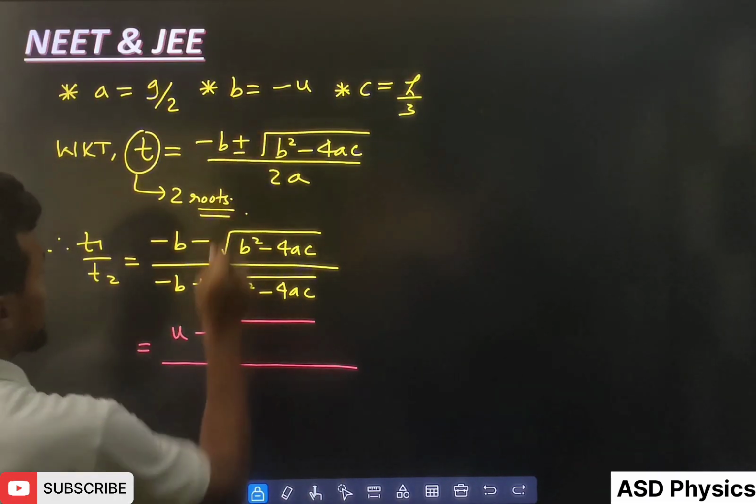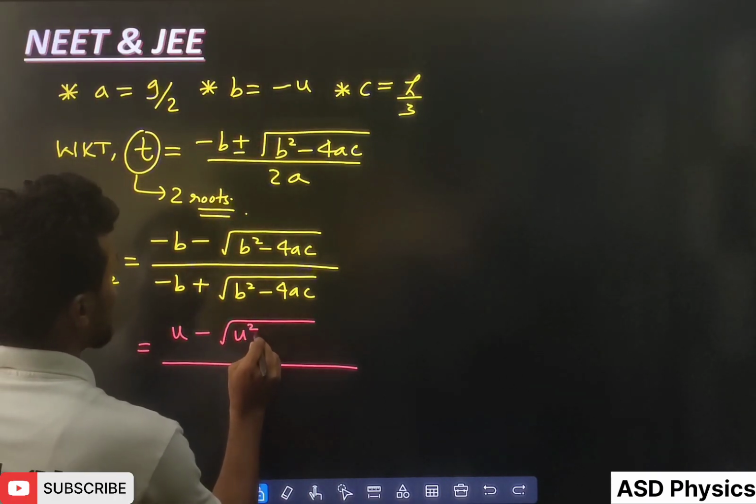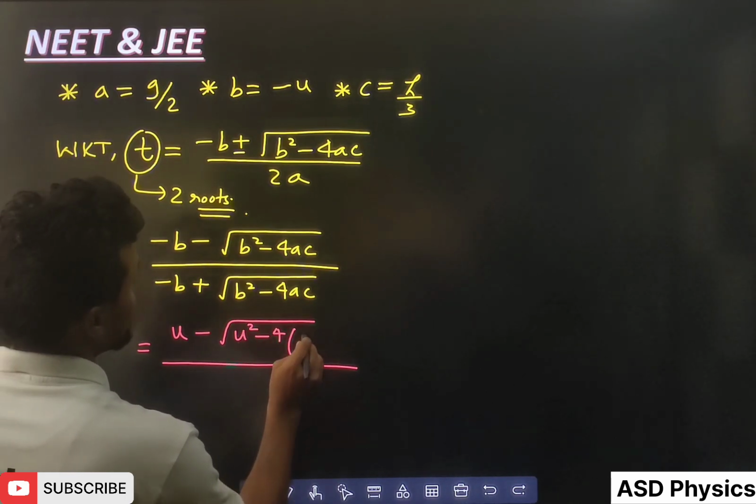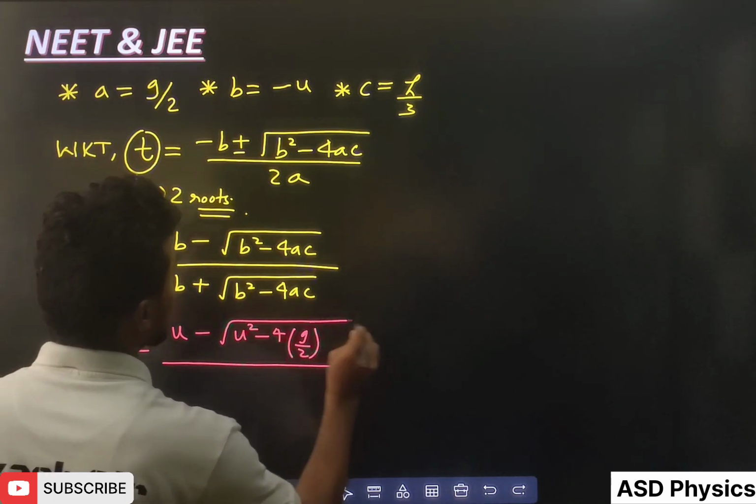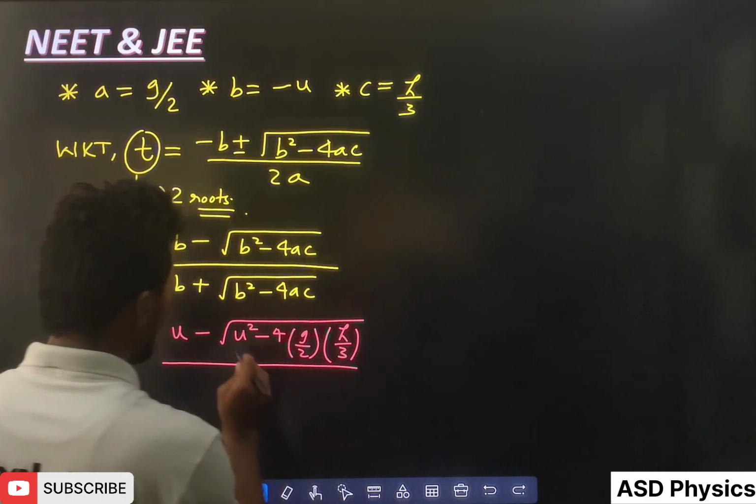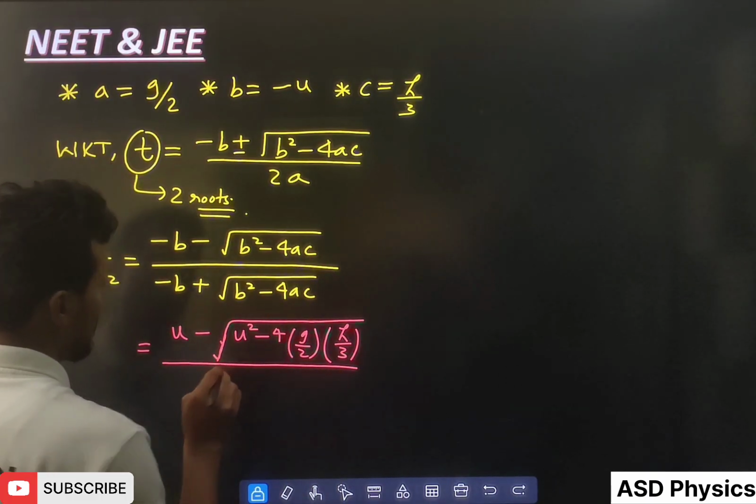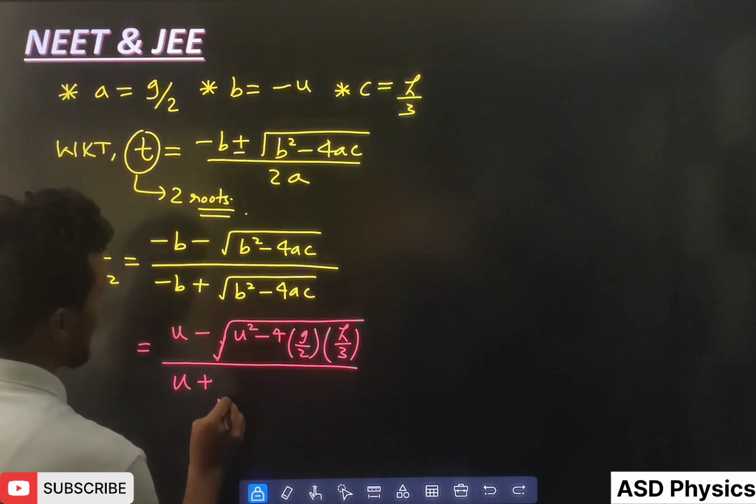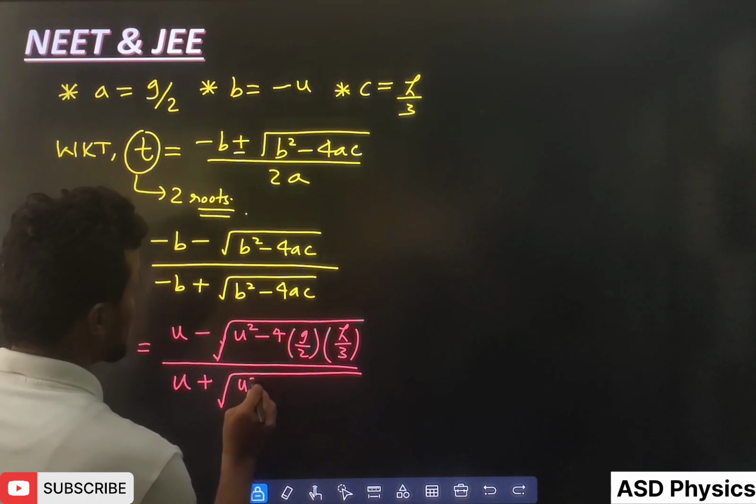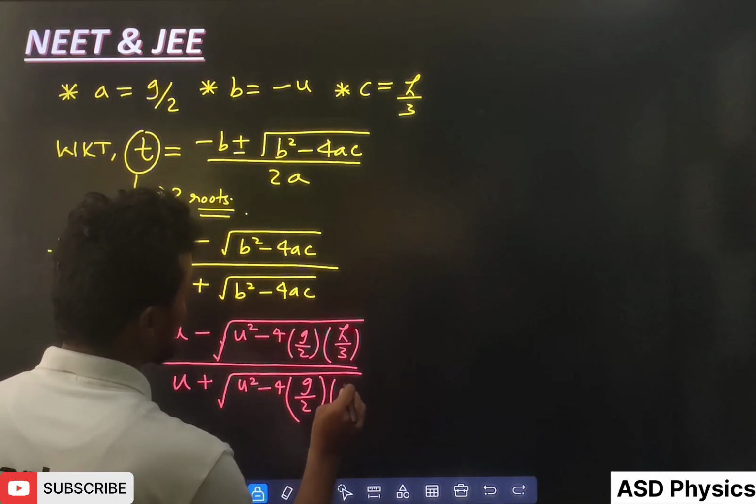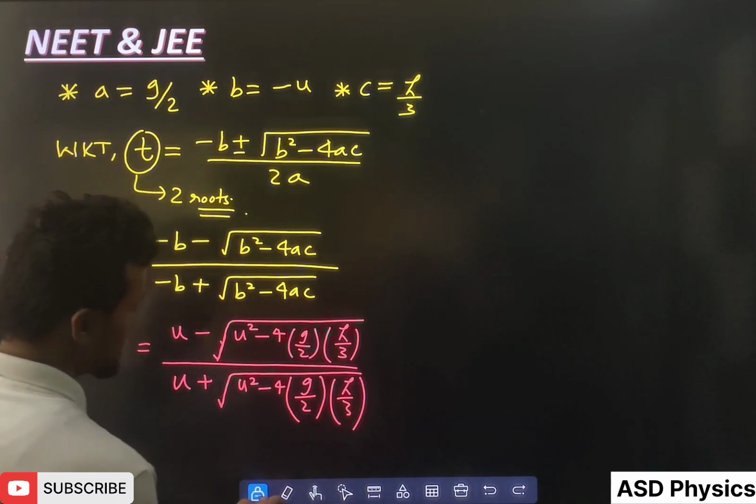You can see very well, again u square minus 4. A value how much is given? A value is g by 2. And what is the value of the c? C value is h by 3. Now this square root is overall. Now here also minus b, that means u plus, and here you can write the same story, u square minus 4, and here g by 2 into h by 3. Very same story.